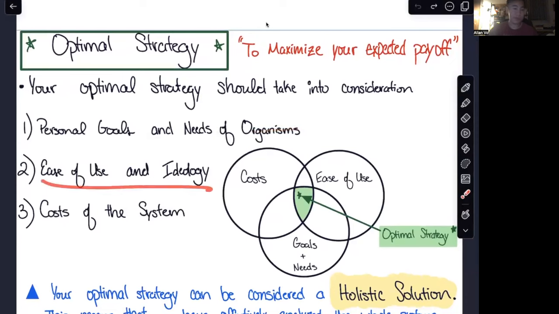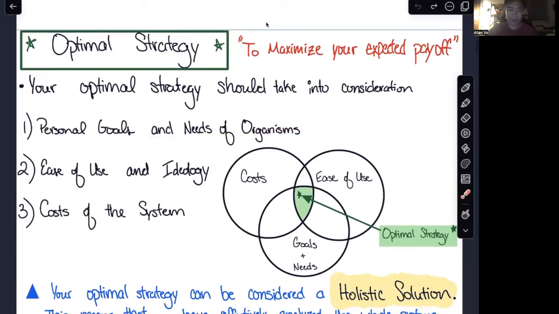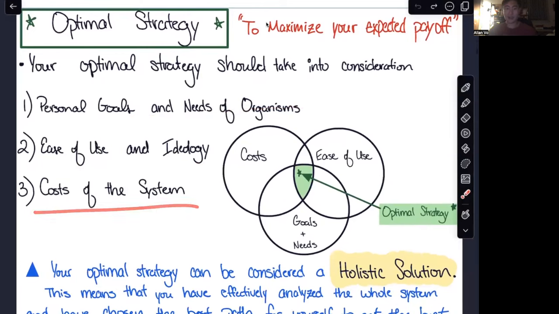Is it easy to use? The fundamental ideology and philosophy behind it. And at the end of the day, what it really boils down to is the cost. Is it worth it for me to do it? Because this stuff is expensive. Reefing isn't cheap.